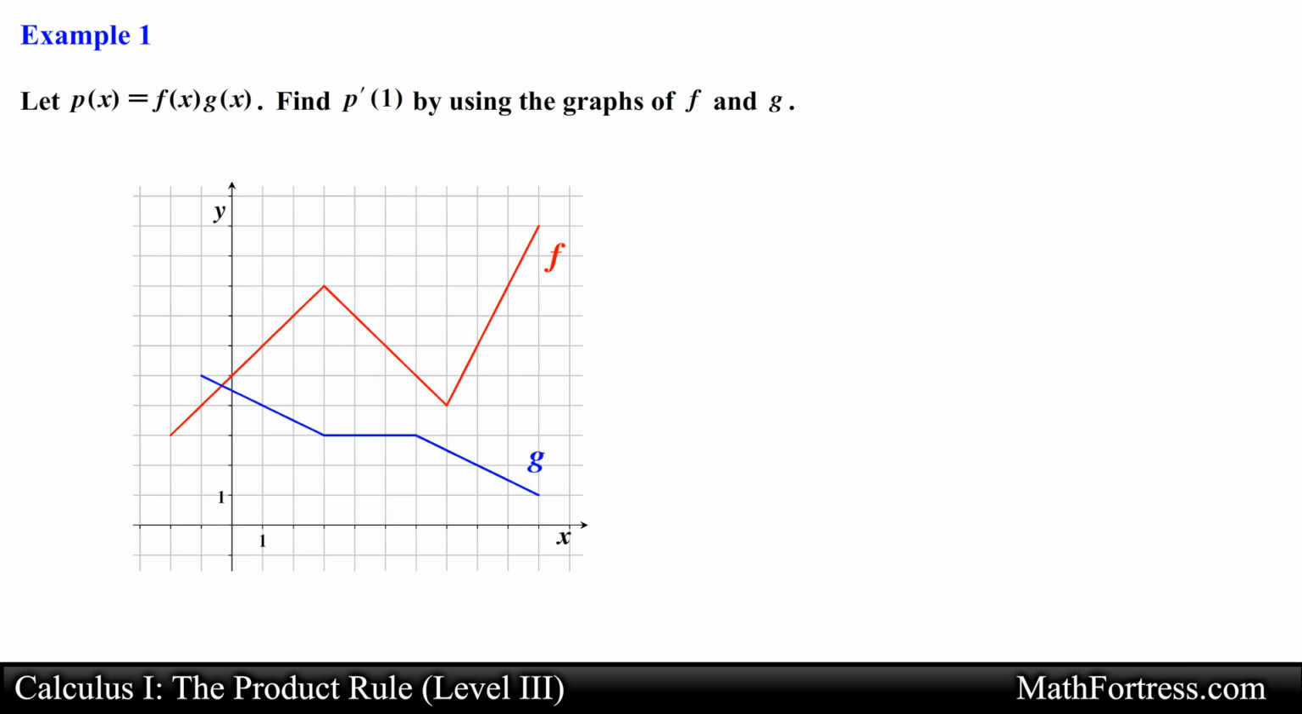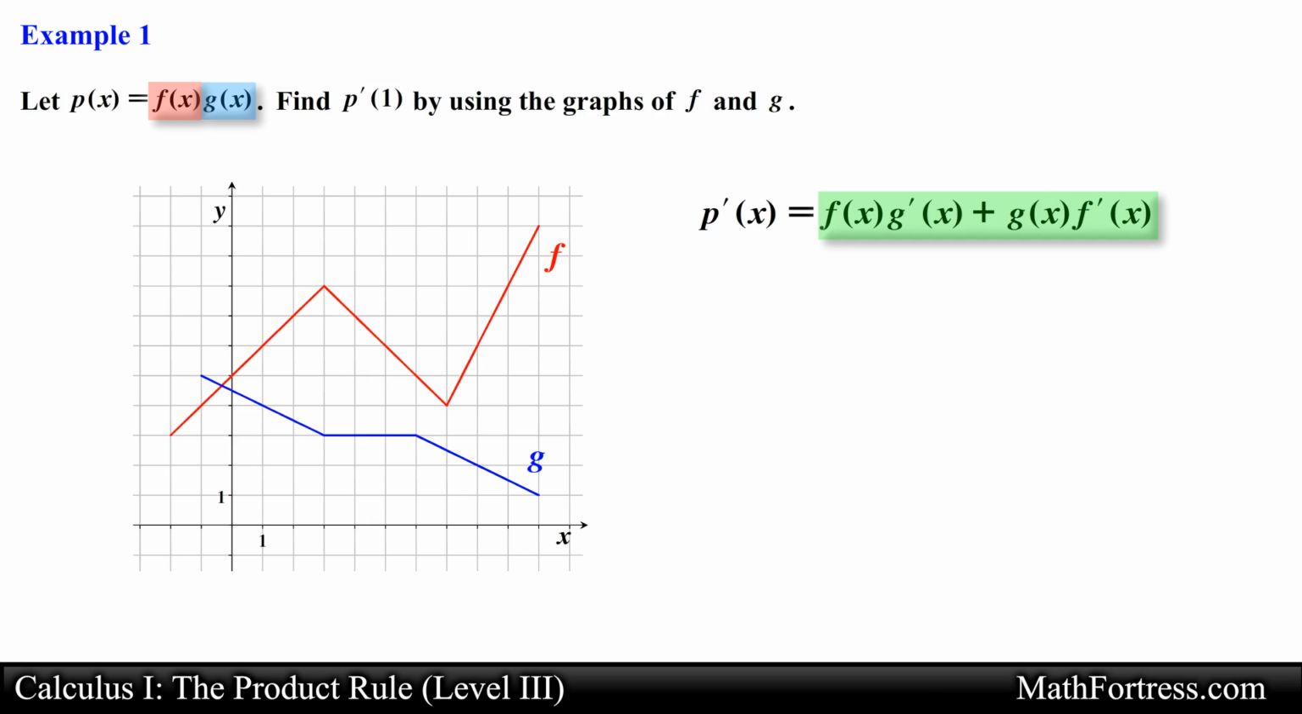For this problem, we are asked to find the derivative of p evaluated at x equals 1. Let's first find an expression for the derivative of p of x. Since p of x is formed by the product of f of x and g of x, we go ahead and apply the product rule. Applying the product rule, we obtain the following expression for the derivative.